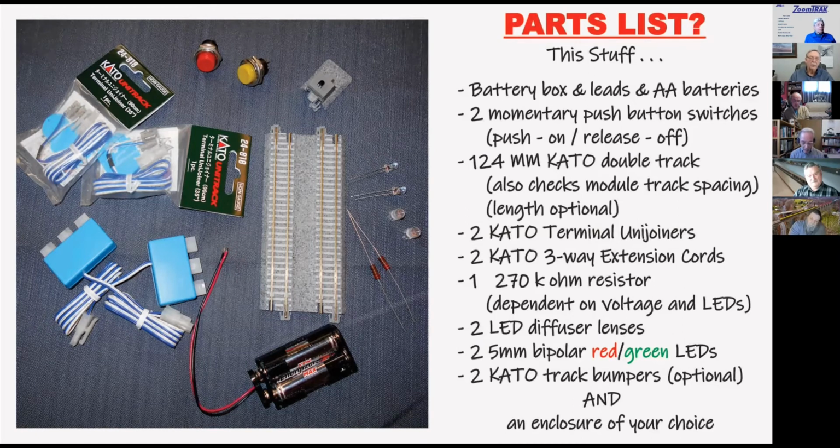You need 2 cathode terminal unit joiners. You need 2 cathode 3-way extension cords, one 270k ohm resistor. Now that depends on the voltage and the LEDs. So depending on what you have for LEDs, you may have to change that resistance setting. Two LED diffuser lenses, which also help mount the LEDs. Two 5mm bipolar red-green LEDs, and two TRAK bumpers. Now those are optional. They just protect the unijoiner power connectors underneath. And of course, an enclosure of your choice.